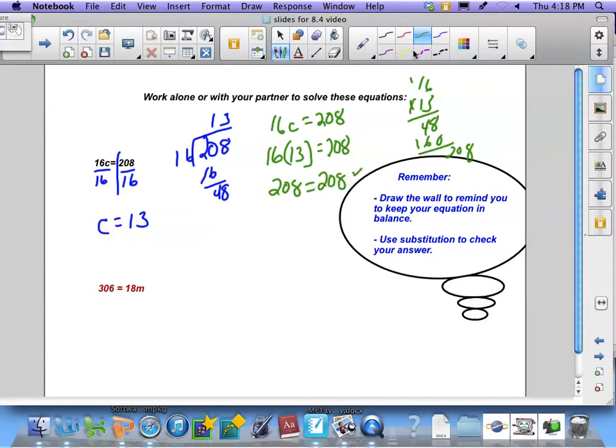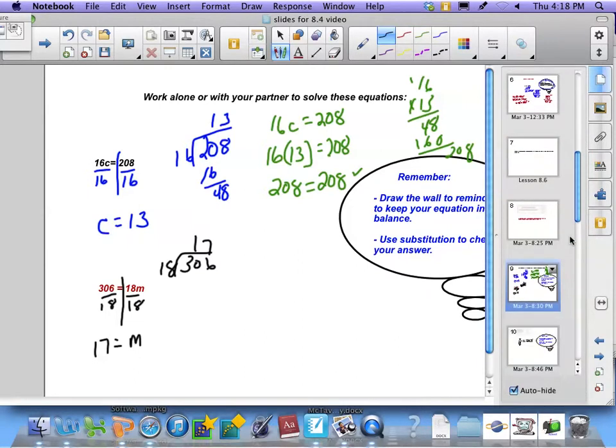Let's look at one more. 306 equals 18m, and we want to solve for m. So we're going to draw the wall. The division property of equality tells us we can divide both sides by the same number, and our equation will remain equal. 18m divided by 18 is m. 306 divided by 18 is going to be 17. Don't forget to do your check: rewrite the equation, substitute into it, and check your answer.